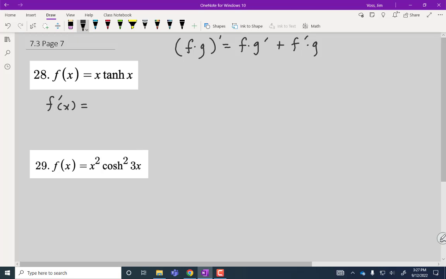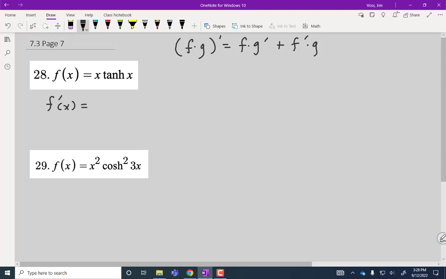g times f prime is true when you're talking about real valued functions, but the commutative law for multiplication does not hold when you're dealing with vector functions, so you have to do your derivative this way. If you're doing a derivative of vector-valued functions, you have to do it that way, so I just get in the habit now of doing that. So when you get to vectors, you're just doing it correctly anyway.